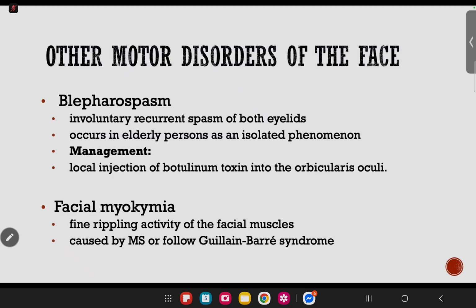Next, we have facial myokymia, which refers to a fine rippling activity of the facial muscles. This may be caused by MS, or it follows GBS, or Guillain-Barré syndrome.